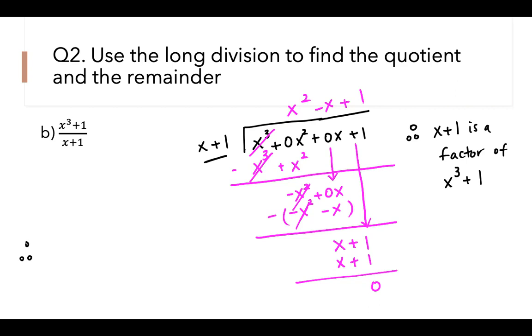Therefore, the division statement would look like x cubic plus 1 is equal to x squared minus x plus 1, which is the quotient, times a divisor, and that's it, because plus 0 is the remainder.